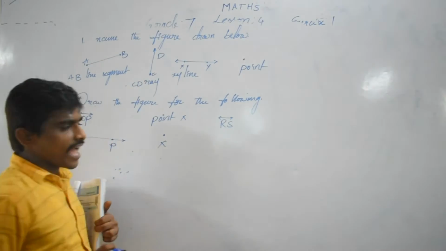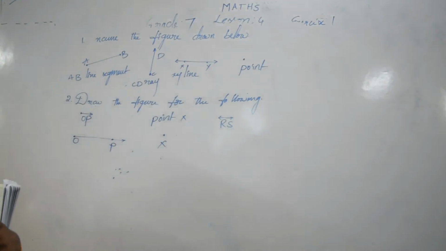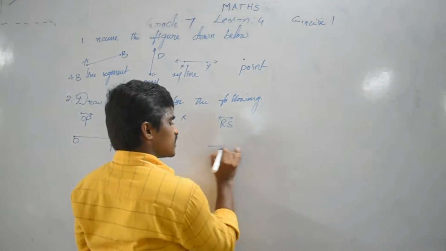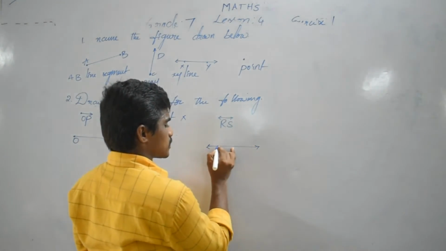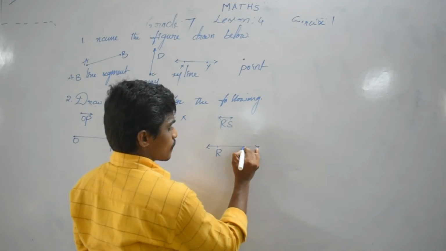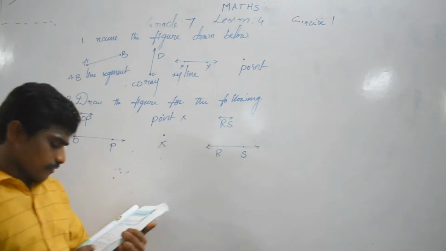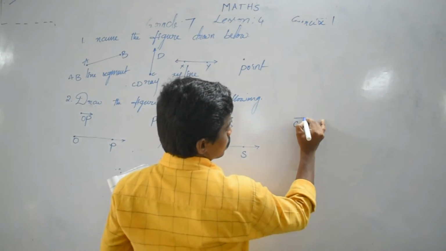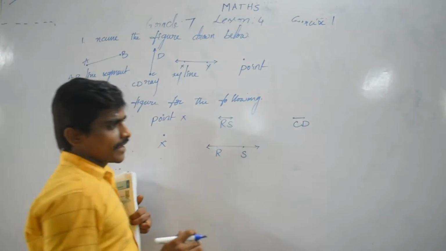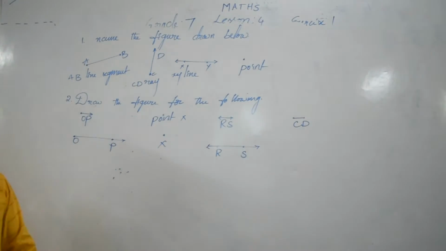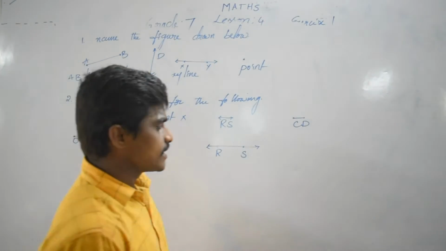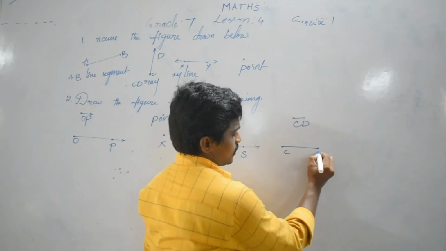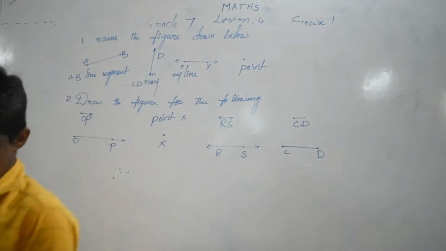Next one, RS. Here both sides have arrows. Arrows show a line. So this is line RS. Next one, CD. Here both sides have ending points. Both side ending points show that it is a line segment. So CD line segment. Right.